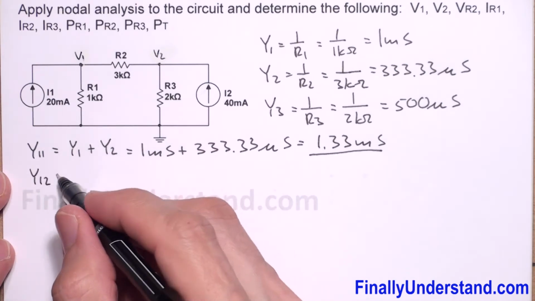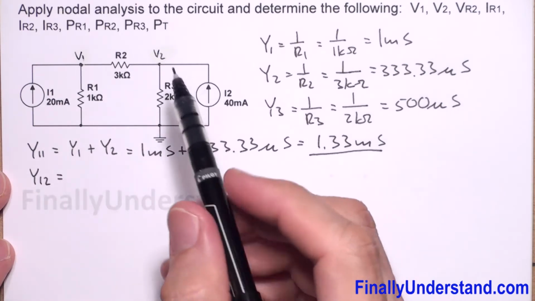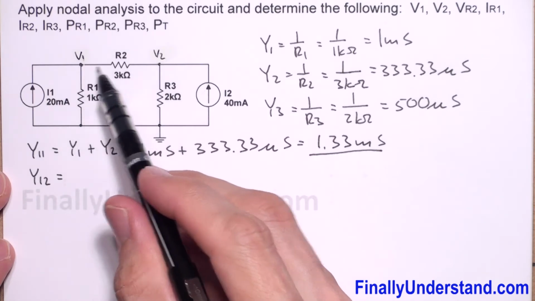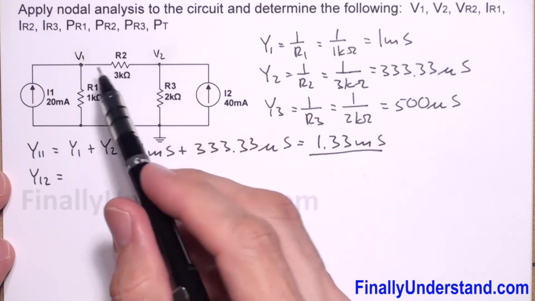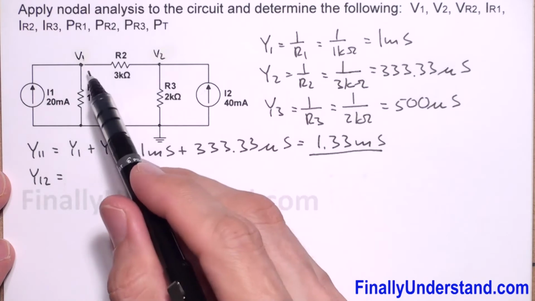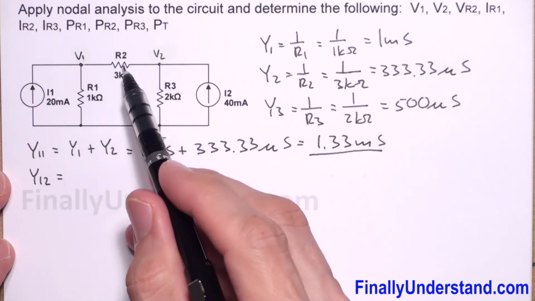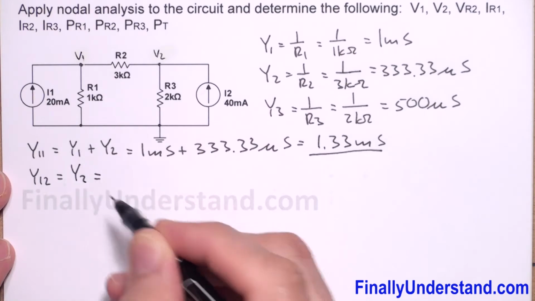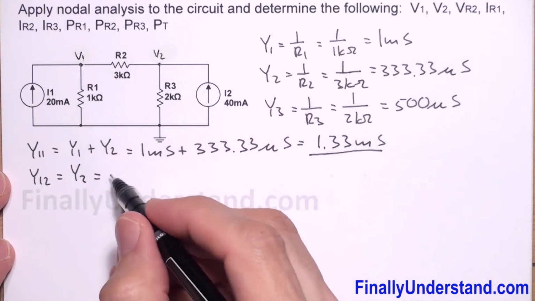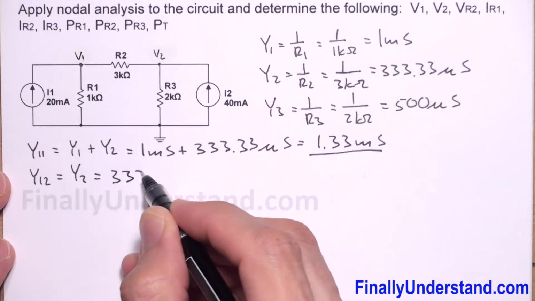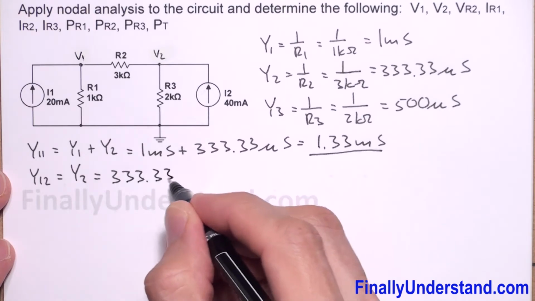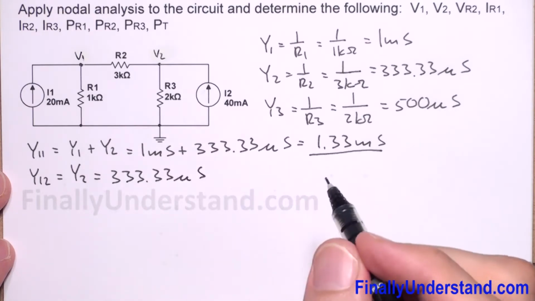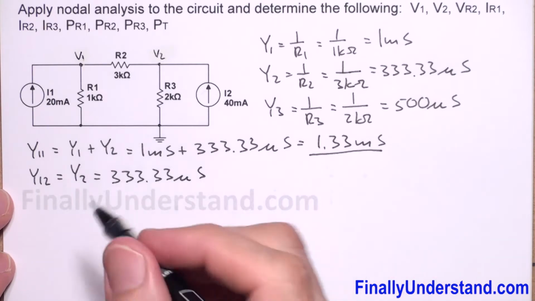Next, I'm supposed to find Y12, where Y12 is the admittance between node 1 and node 2. The admittance between these two nodes is equal to Y2. That's why I'm going to write over here Y2. So we found that Y2 is equal to 333.33 microsiemens.